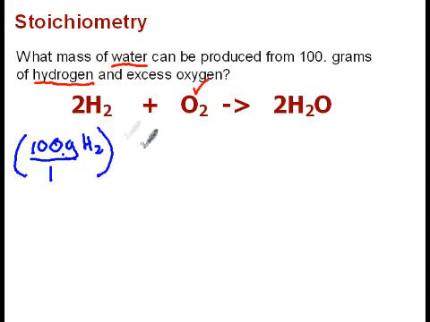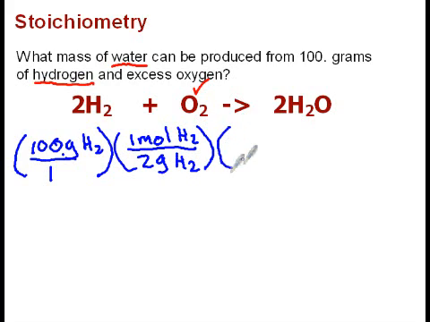Next, we divide by the molar mass. That's 1 mole of H2 over 2 grams of H2. I'm using the labels H2 here so I can keep track of what compound I have in this problem. The third step is my mole ratio step. In this case, I have 2 moles of H2O, that's what I'm going to in the problem, over 2 moles of H2. That's what I'm already given.